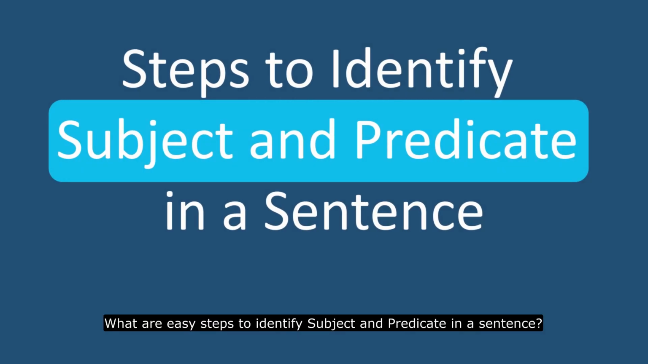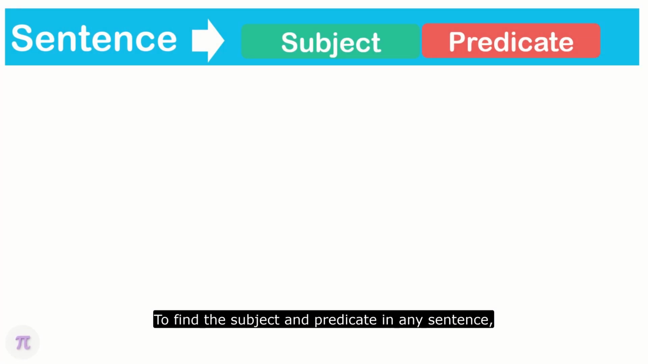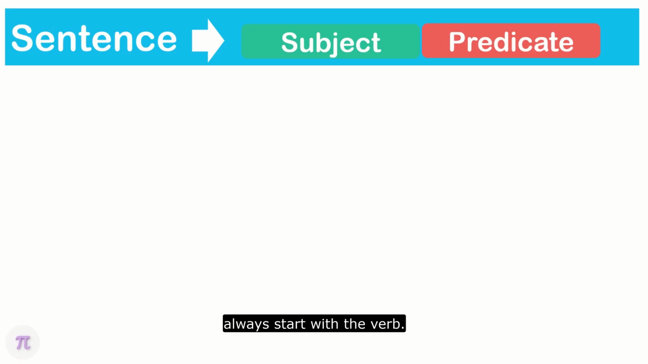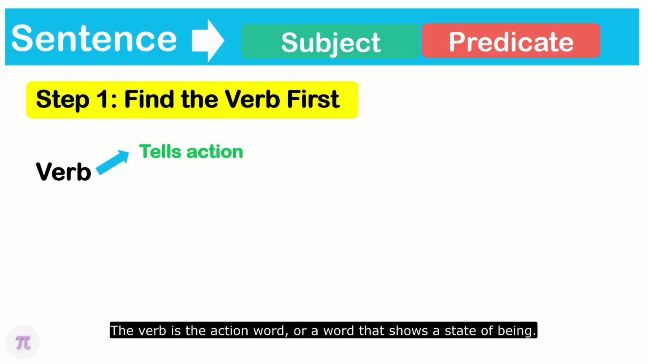What are easy steps to identify subject and predicate in a sentence? To find the subject and predicate in any sentence, always start with the verb. The verb is the action word or a word that shows a state of being.